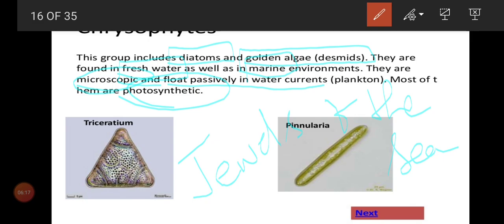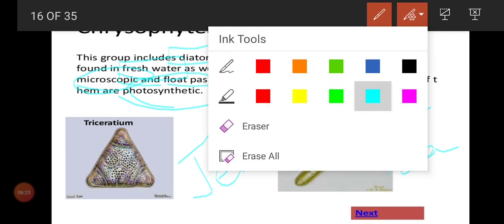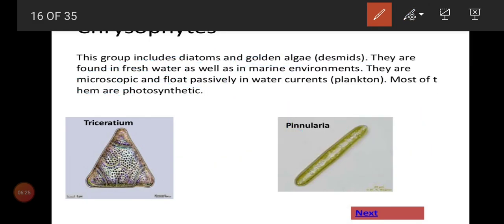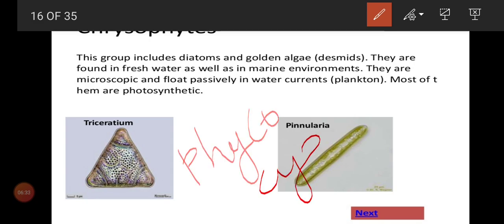And what is the pigment present in that? You want to know, no? So write the pigment name. The pigment name is phycocyanin.